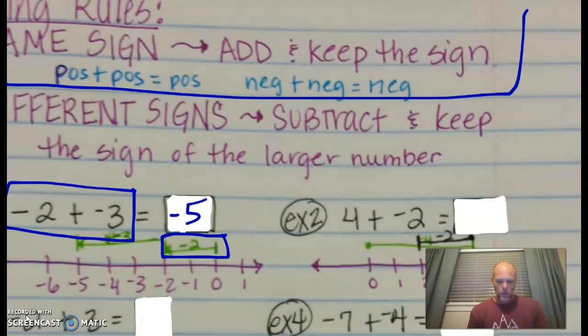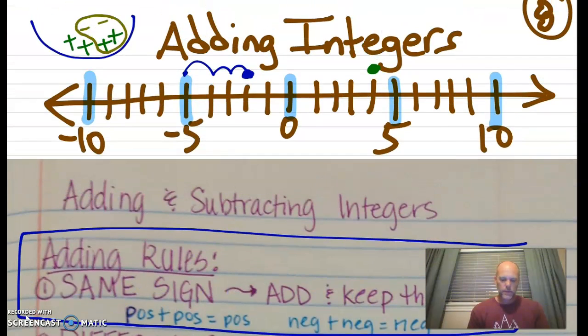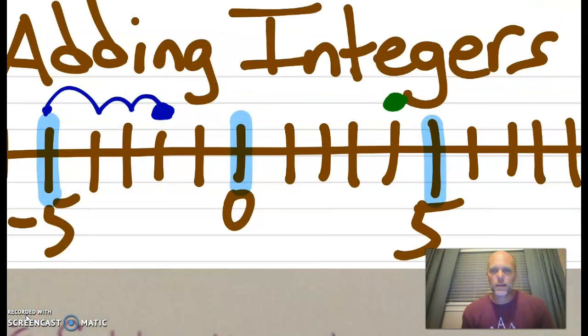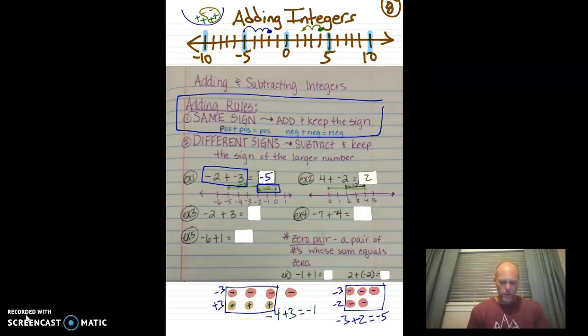I'll go back to the number line. Sorry about that. 2 positives left. Right here we started at 4, and we have to go in a negative direction because that's what negative means. Anytime there's a minus, it means change direction. 1, 2, and we end up with a +2. Okay.